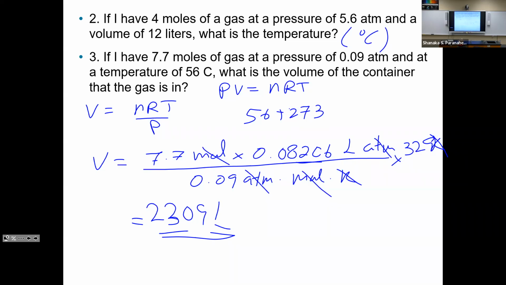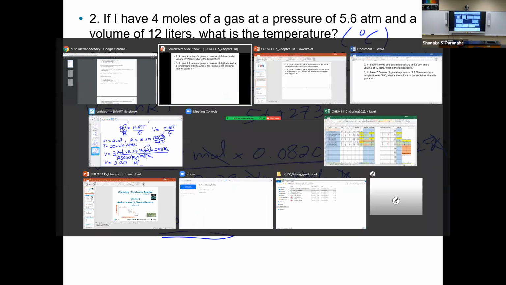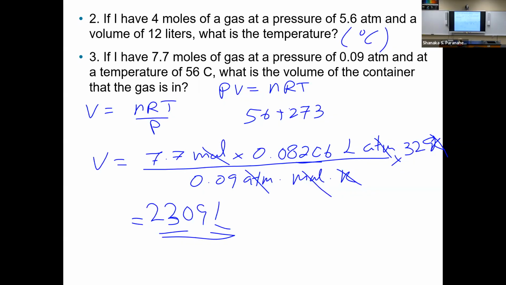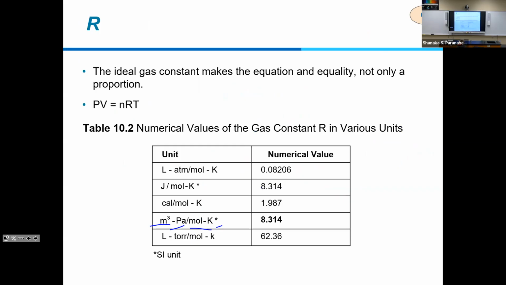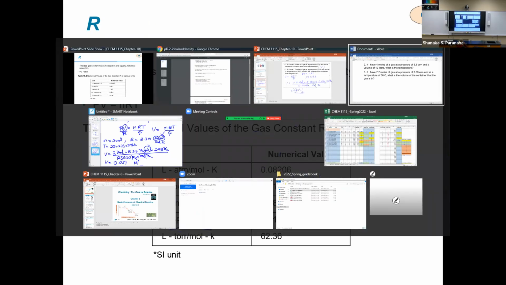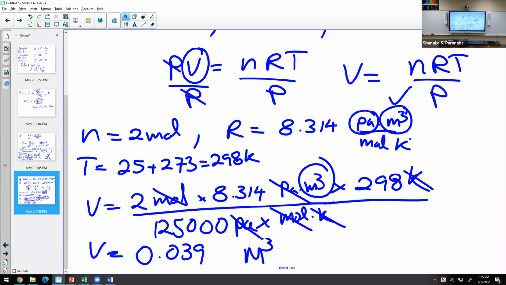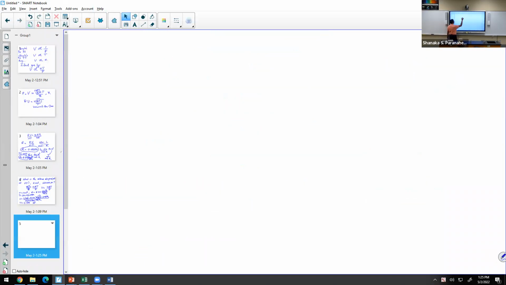Okay. There will be one or two questions from this equation. Ideal gas flow. Okay, so we did this. Now let's rearrange this equation. So this is the ideal gas flow: PV equals nRT.